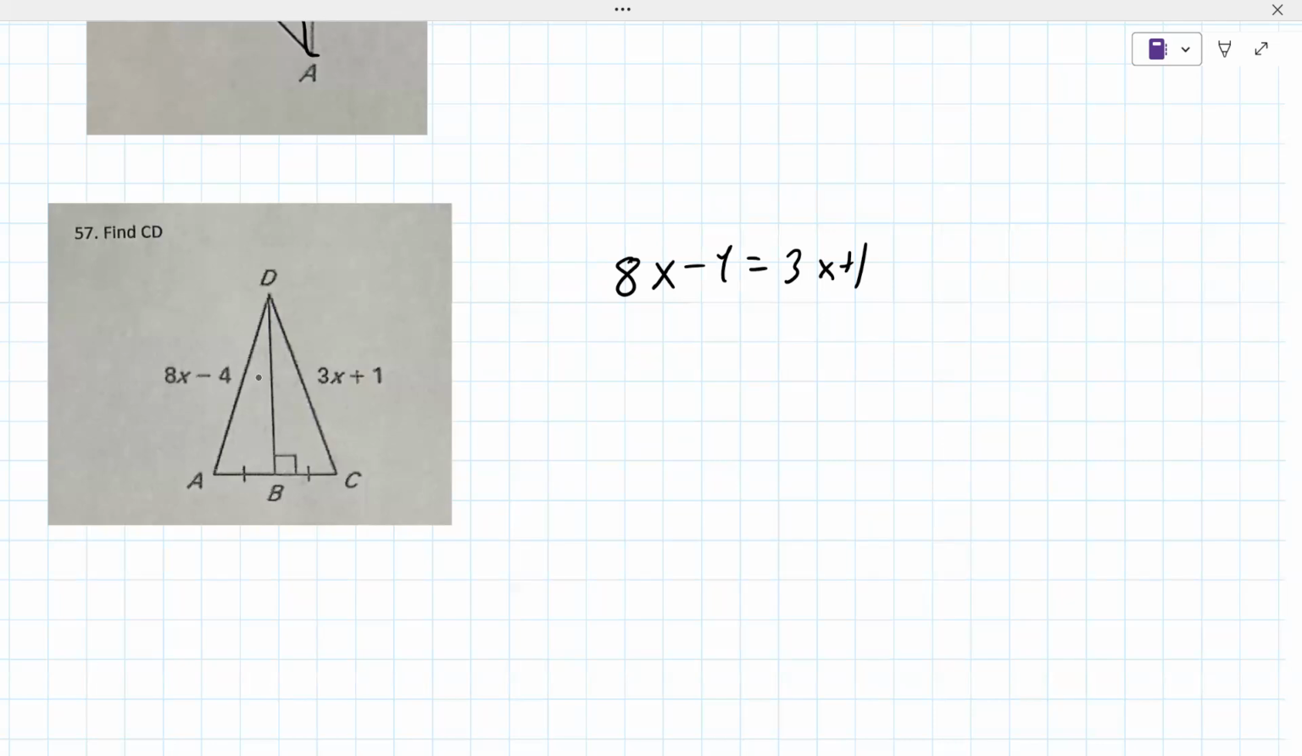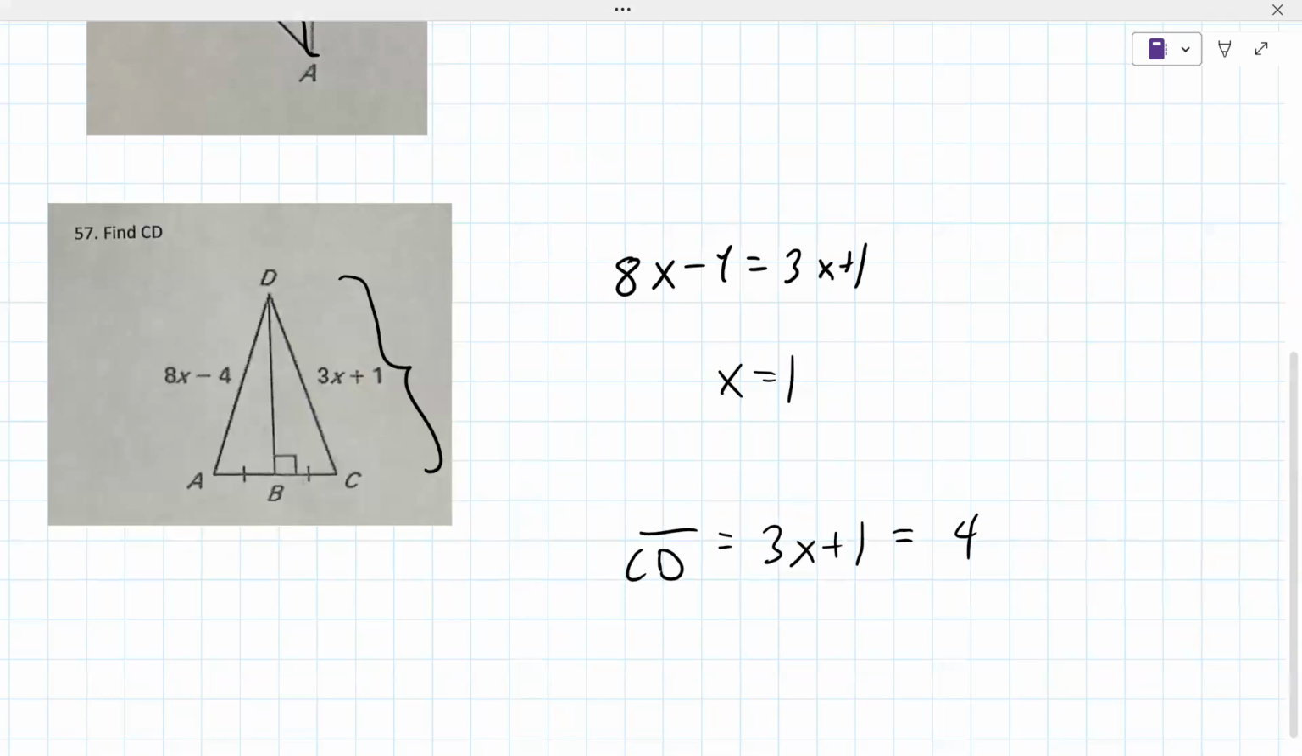X equals 1. Yep. And then you're going to put that back into CD. C, D, so 3, 4. Very good. So a lot of solving. Right? And you've done a great job with me doing that.